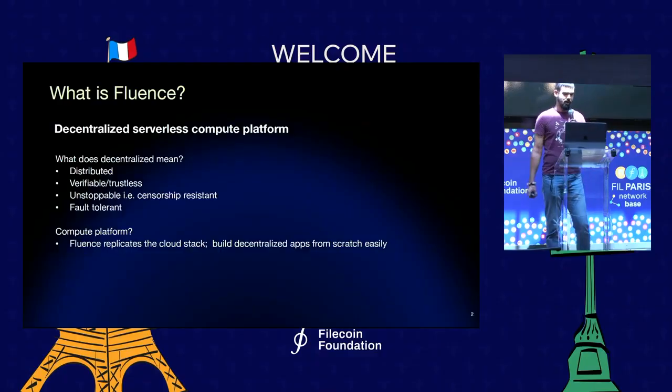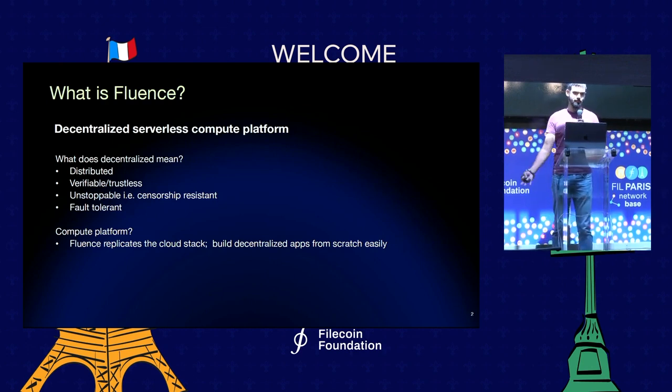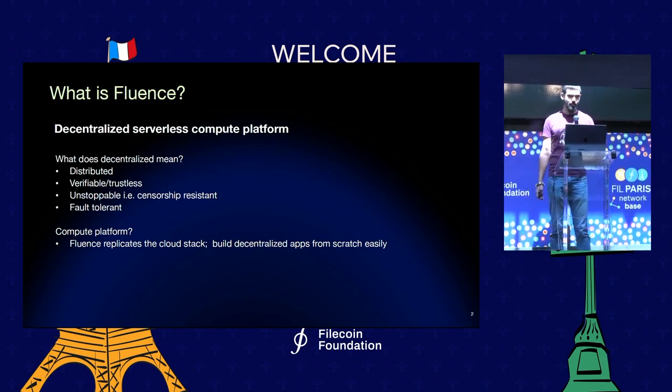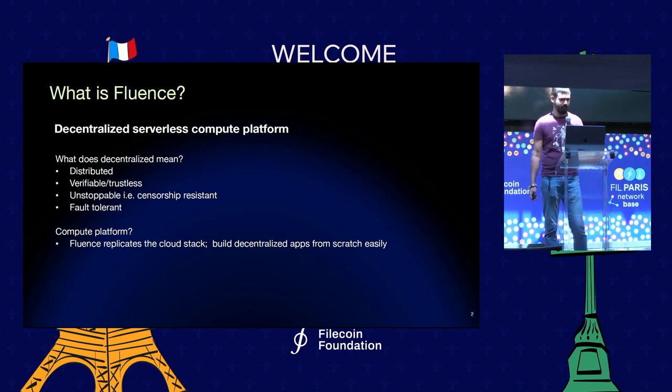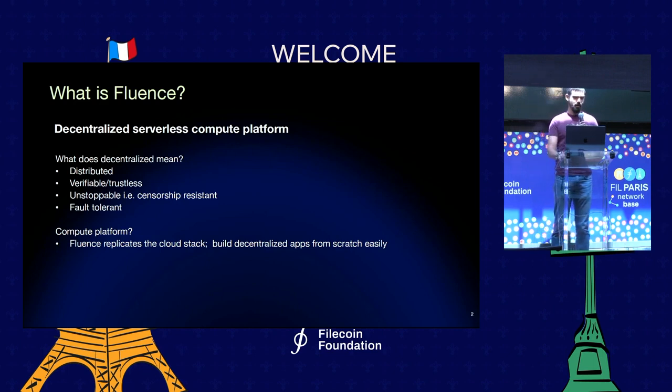So, as I said, Fluence is a decentralized serverless compute platform, and we can question actually every word here. What does decentralized mean? At least it means distributed and in some sense trustless. So you need to reason about the trust. It should be unstoppable, censorship resistant, fault-tolerant. That's probably the minimum. And the words compute platform for Fluence means that Fluence replicates the cloud stack. So you can build the whole application based on that.